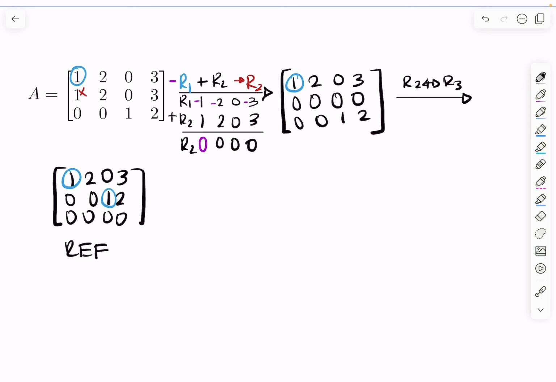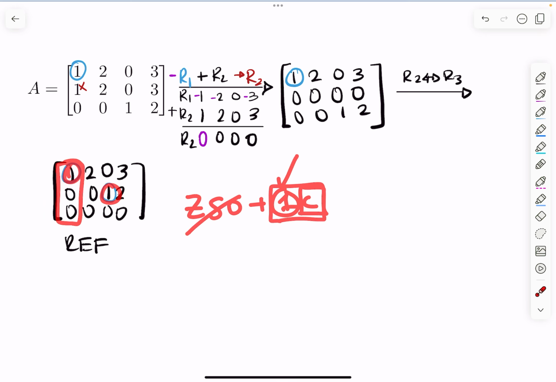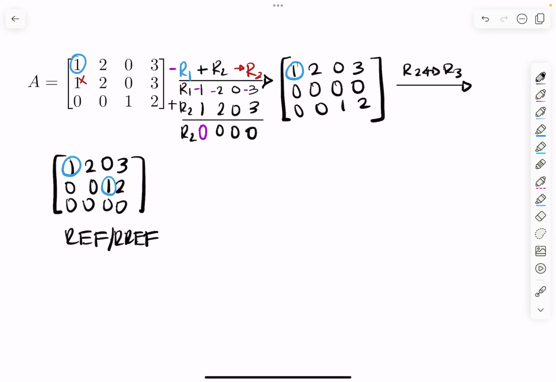I want to get it to reduced row echelon form. But first, let's actually check. So remember, it's ZO plus 1C. It's already in row echelon form. To get it to reduced row echelon form, the leading entries have to be 1s, and they are, check, and they should be the only one number in their columns. So if you look at the columns, are they the only numbers other than 0? Yes. You look at the column, is this one the only number other than 0? Yes. So it's also in reduced row echelon form, and we're done.